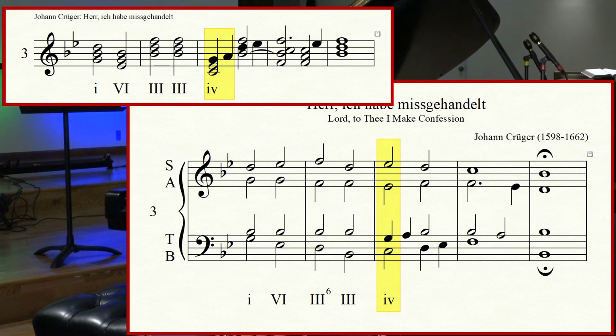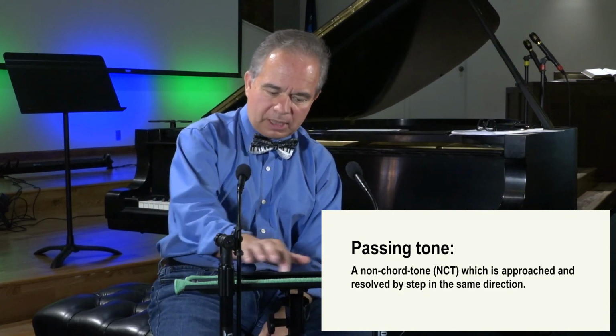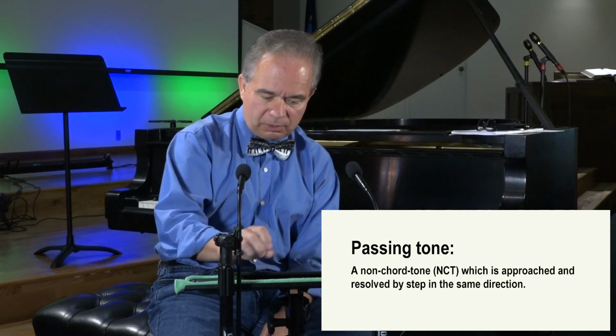You have to see now, what does the A do? It ties nicely from the G, which is a chord tone, A, and then B flat, which is also a chord tone in the next chord. And these kind of non-chord tones that are approached and left in the same direction by step are called passing tones. We'll see it shortly notated here as a passing tone.